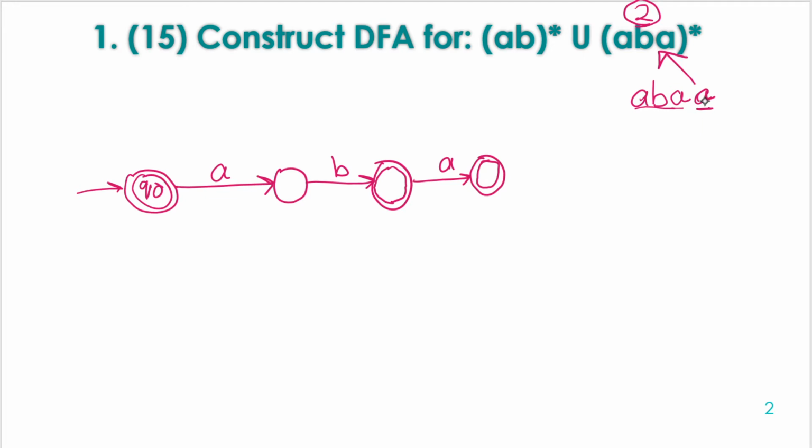Now if the fourth symbol is A, that means we are going with the second pattern. And if the fourth symbol after ABA is B, that means we are going with the first pattern, because it is repeating AB after the first AB. So we are repeating this first pattern. Now we can differentiate these two paths from the fourth symbol, as it acts as a differentiator.